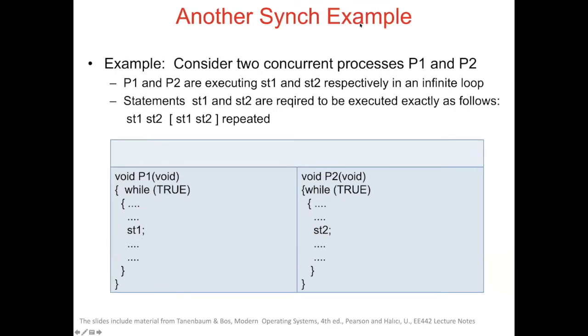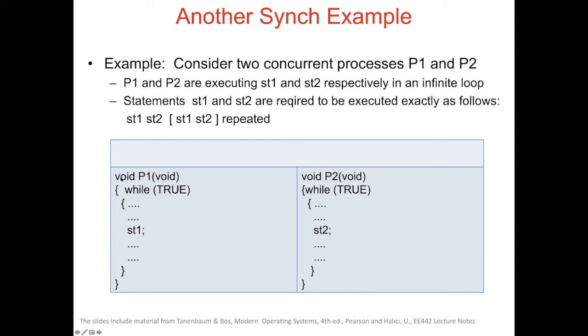Another synchronization example is given here. Consider two concurrent processes, P1 and P2. P1 and P2 are executing statement 1 and statement 2 respectively in an infinite loop. Statements ST1 and ST2 are required to be executed exactly as follows: statement 1, statement 2, and then statement 1, statement 2, repeated forever.